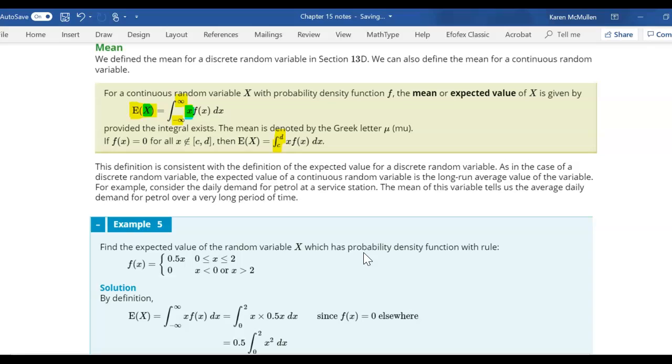If you think about the context in which we would use the expected value of continuous random variables, the example they give here is if we wanted to know the long run average value of something. So if you owned a shop or, in this case, a petrol station, you might want to know, what is the daily demand for petrol at a service station? So the mean of this variable tells us the average daily demand for petrol over a very long period of time. So instead of just saying, okay, last week from Monday to Sunday this is what it was, you might want to know what it is over a long period of time. And that can help you in business and all sorts of things.